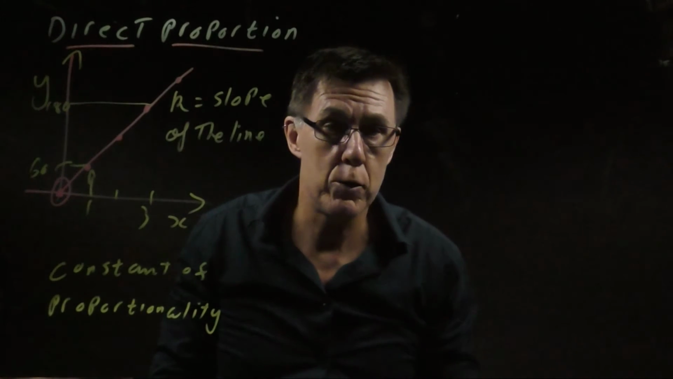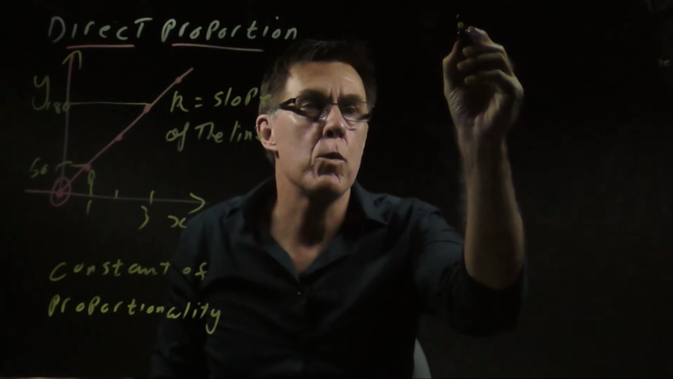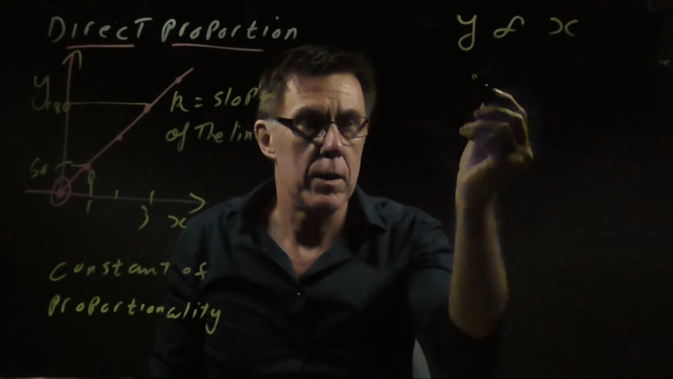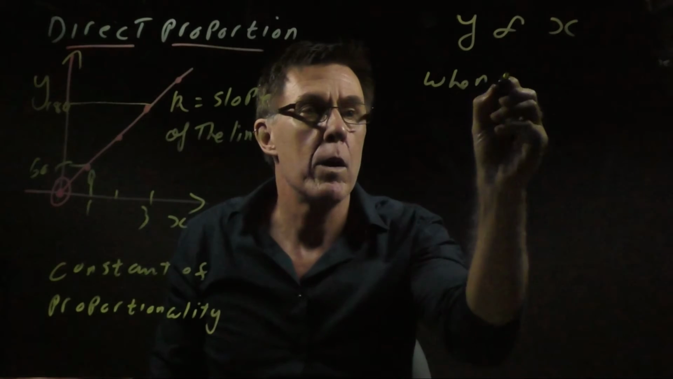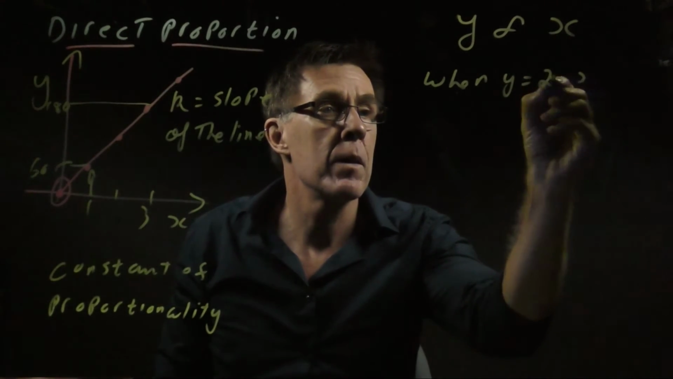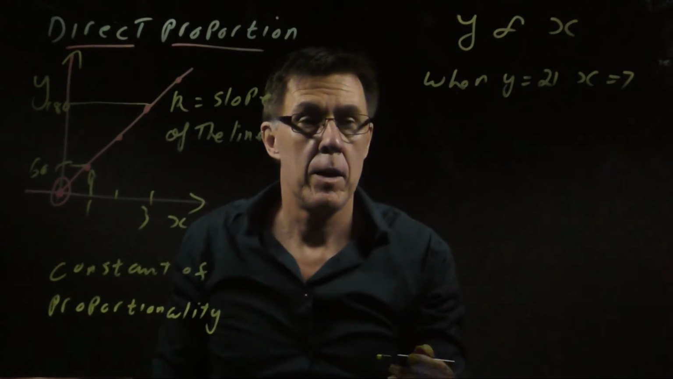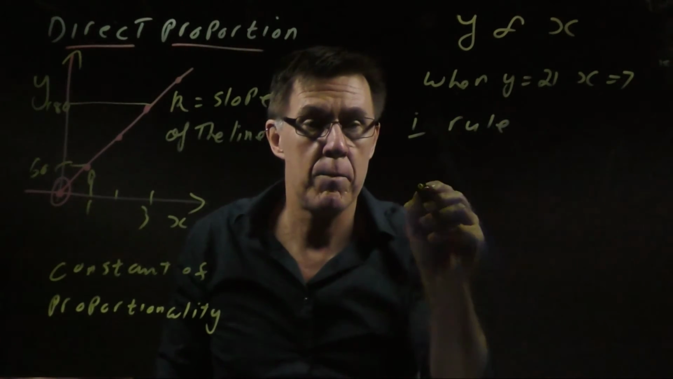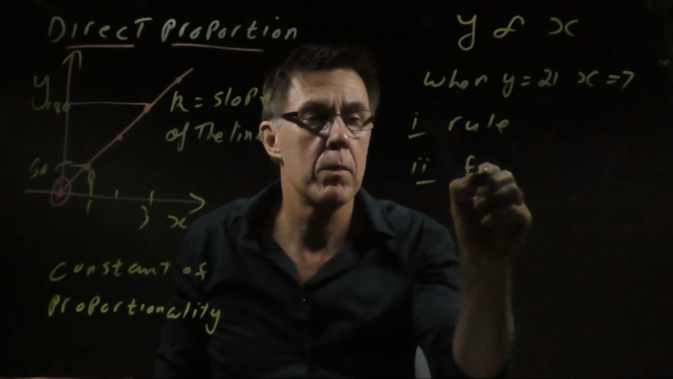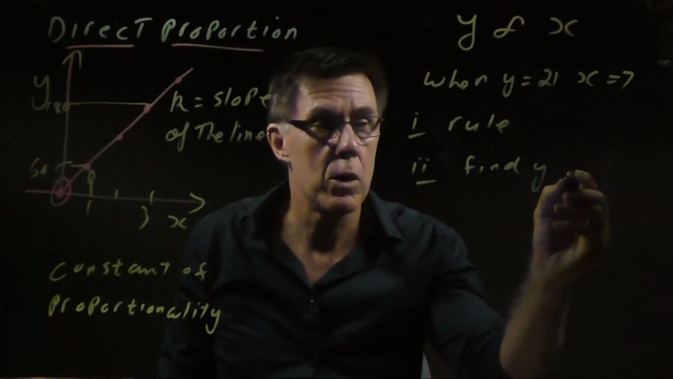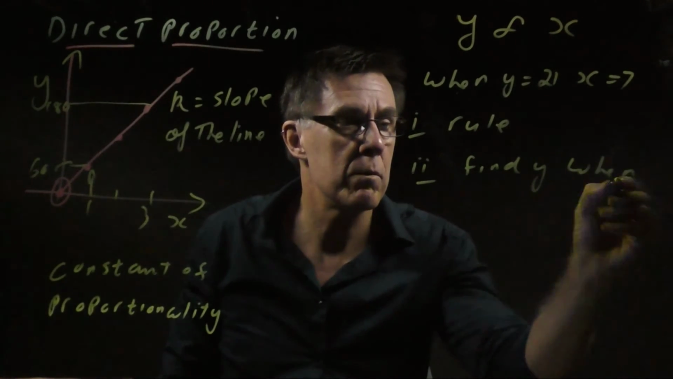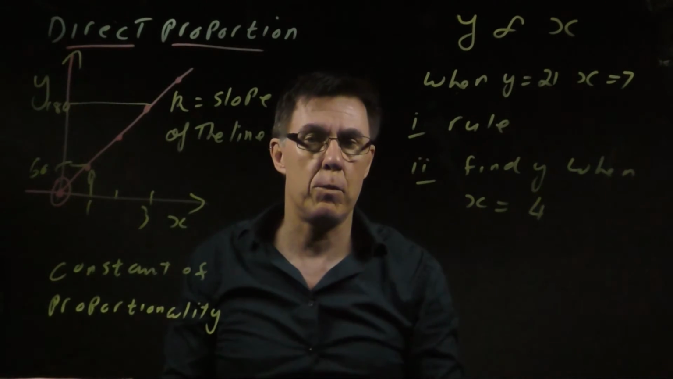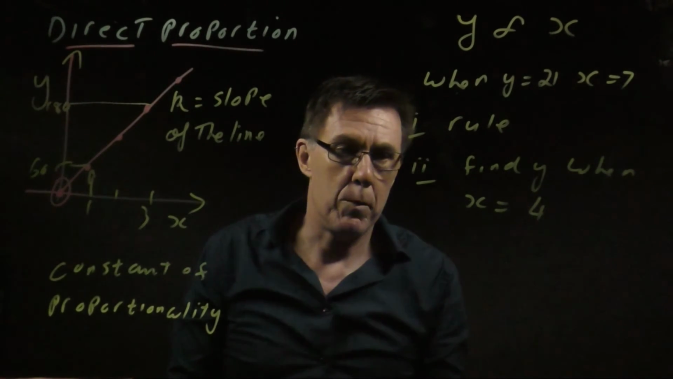Now, let's just say that you had two variables and you're told they're proportional to one another. Y is directly proportional to x. And you're told that when y is equal to 21, x is equal to 7. You'll then be asked a couple of things. You might be asked to find the rule that relates them together, and you might be asked to find one of the values when you're told the second one. So find y when x is equal to 4, for example. Alright, how do we go about solving that particular problem?